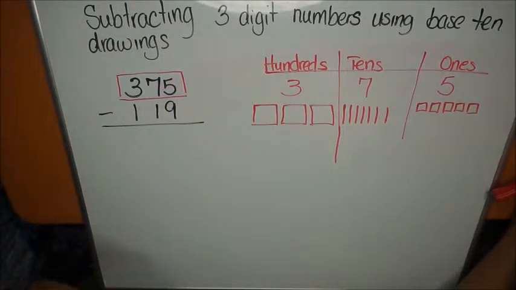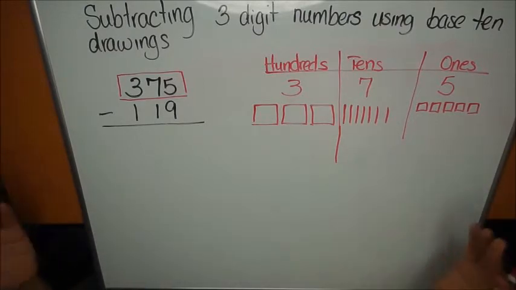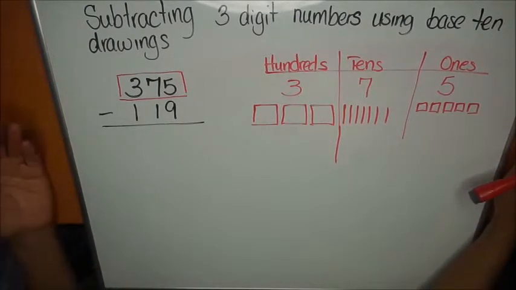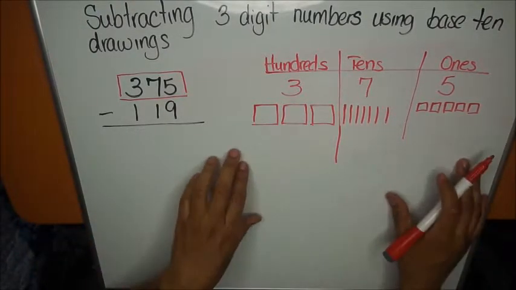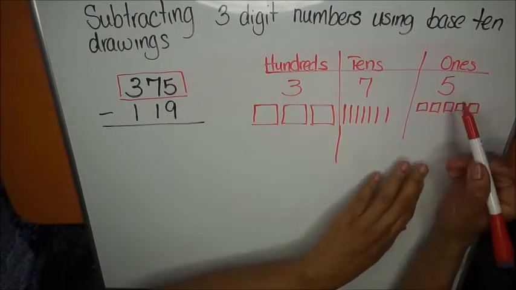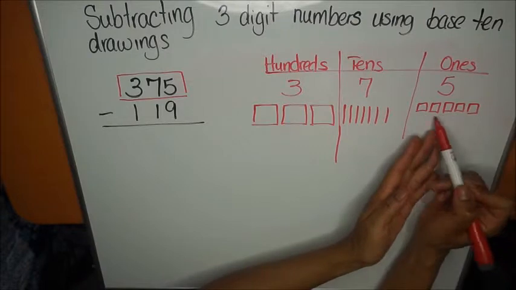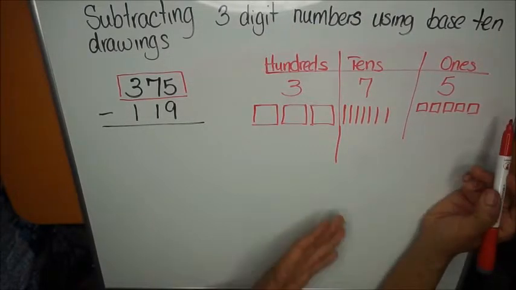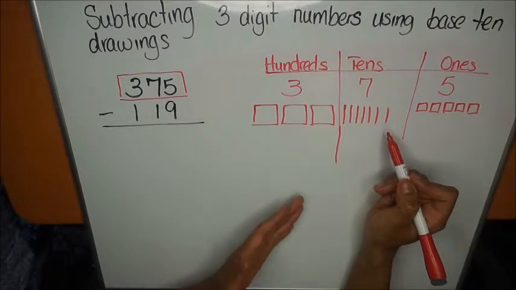Okay, now looking at my problem, I see that I cannot subtract 9 units from 5 units. I cannot take a big quantity from a small quantity. It's impossible. So what I'm going to have to do is ungroup. Looking at our drawing here, I cannot take 9 things out of 5 things. It's not going to work. So I have to go to my tens place, and therefore I have to ungroup.